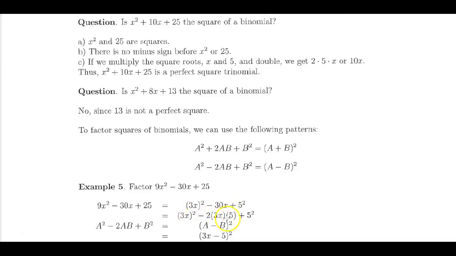So this is a trinomial square. And so this is of the form a squared minus 2ab plus b squared. And we know that factors into a minus b quantity squared. So we can take a as 3x, b as 5, and write 3x minus 5 quantity squared.